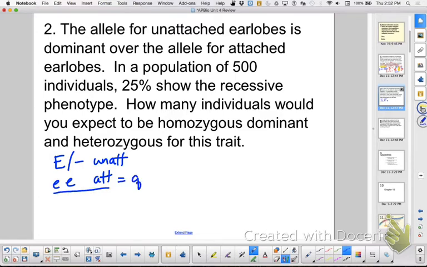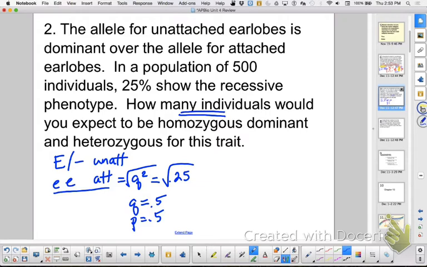q squared, which is equal to 25%. So what is that? 0.25. So could I solve for q? Yes, what is q? q equals 0.5. What does that mean p equals? 0.5. Now let's read what the question says. How many individuals? It wants a number.